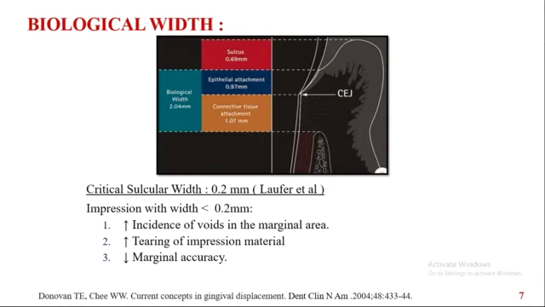Coming to the biological width. The biological width is a physiologic dimension of the epithelial attachment and the connective tissue overlying the alveolar crest. Now, the biological width should not be violated during tooth preparation. Any violation of the biological width during tooth preparation or during soft tissue management will lead to increased chances of gingival inflammation, thereby leading to recession. Now, the critical sulcular width that is recommended is 0.2 to 0.4 mm. An impression with a sulcular width less than 0.2 mm will lead to increased incidence of voids and tearing, which in turn will reduce the marginal accuracy.